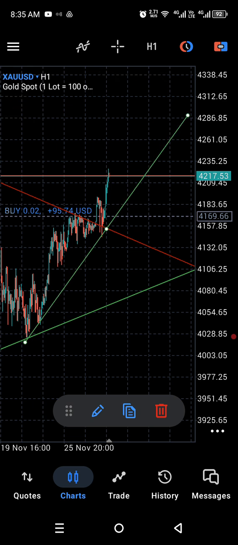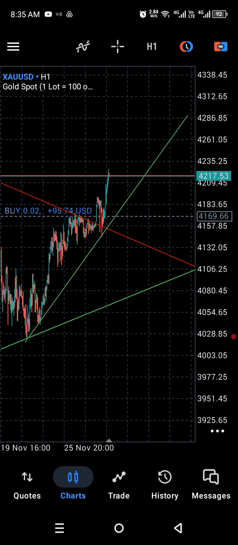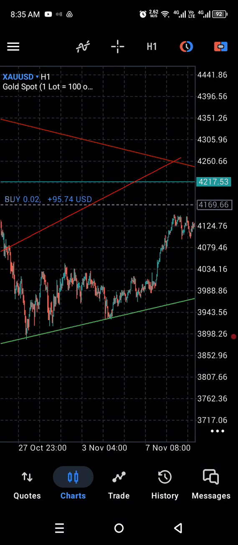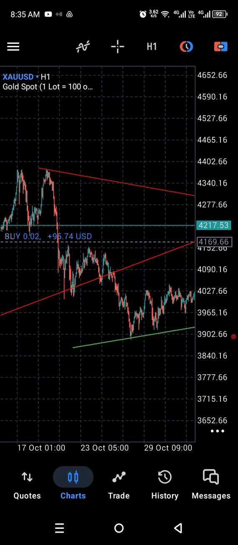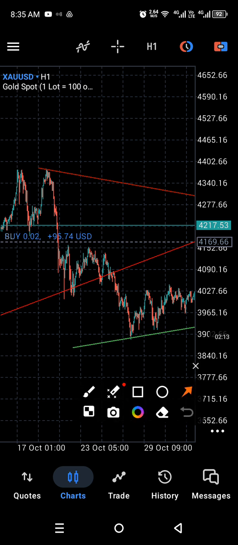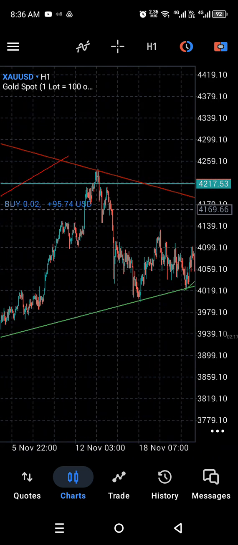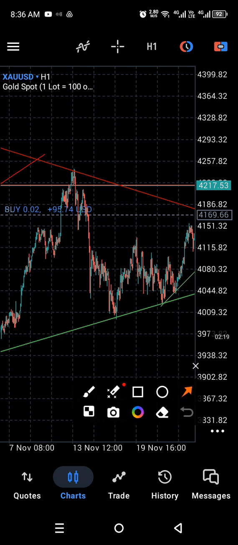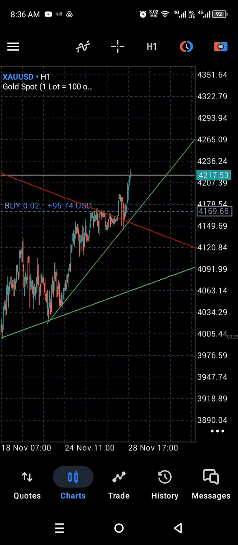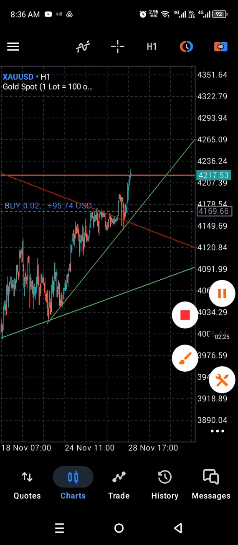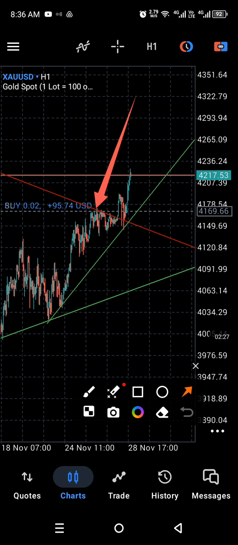So how did I take this trade that you're seeing right now? You can see that I used the trend line on the 4 hour time frame. The first touch point is this one, the second touch point is this one, and then we have the third touch point at this point here. You can see there was only a slight retracement and then price broke out.